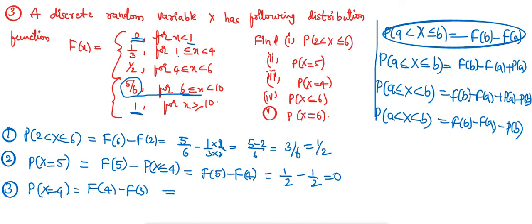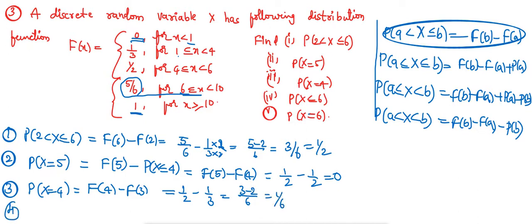So here f of 4 is 1 by 2 in that interval, minus f of 3, which is 1 by 3. Taking the LCM, 6 is the LCM, 3 minus 2, then it is 1 by 6.